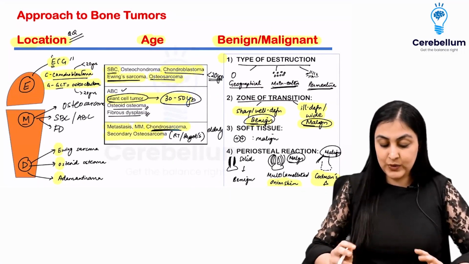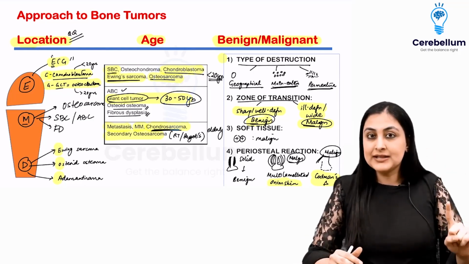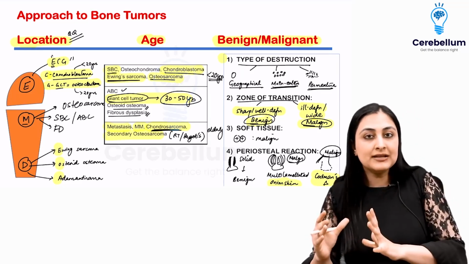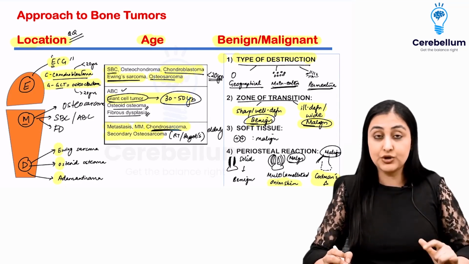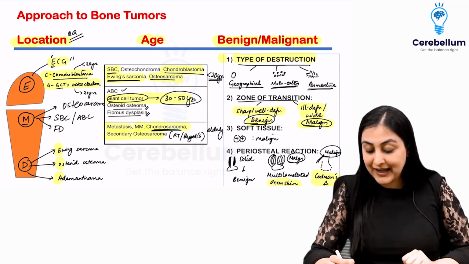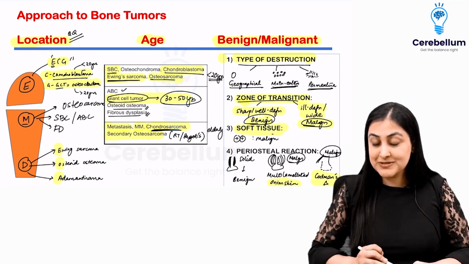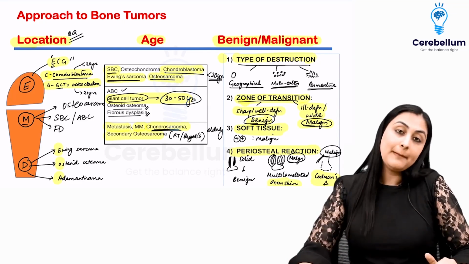Alright, so this is how we approach, in a nutshell, any bone tumor. You look at the location, whether it is epiphysis, metaphysis, or diaphysis, look at the age, and then look at these features, whether it is a benign lesion or a malignant lesion, on the basis of type of destruction, zone of transition, whether soft tissue is there or not, and whether the periosteal reaction is benign or malignant.